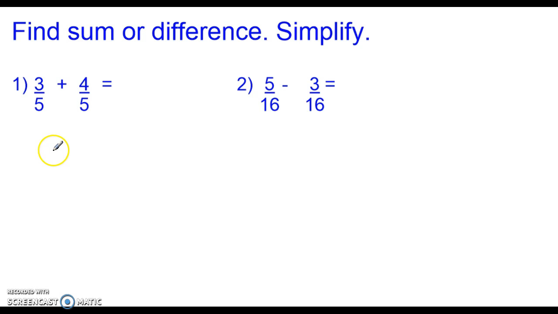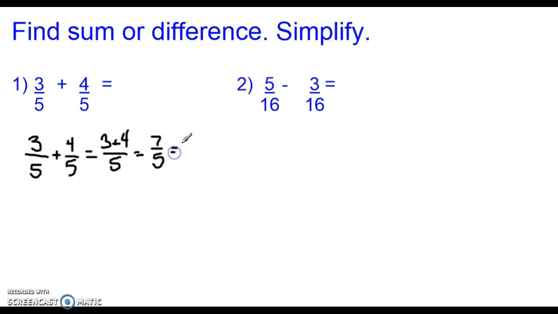Okay, go ahead and try these two on your own. Go ahead and pause the video, and when you're done, come back and play. So you have 3/5 plus 4/5. So I'm going to rewrite the problem, which is what you should always do when you're doing a problem for your homework. And then I write the sum as my numerator, so 3 plus 4 over 5. And that will give me 7/5. Now notice that this is an improper fraction, so you could have turned 7/5 into a mixed number, and you would have gotten 1 2/5.